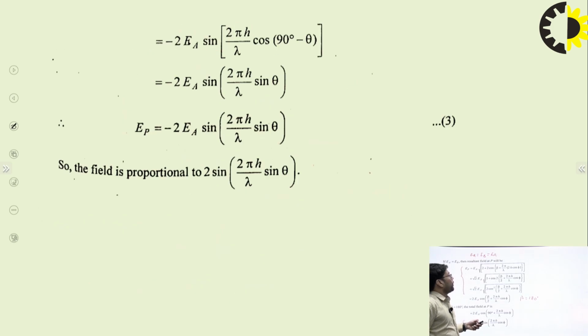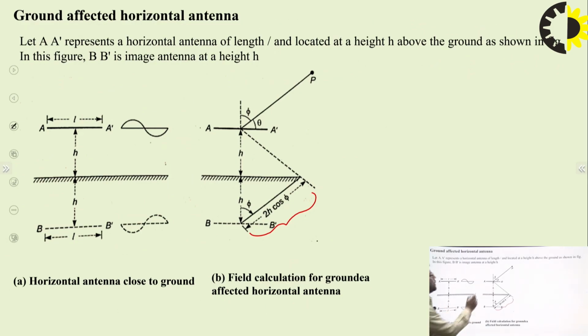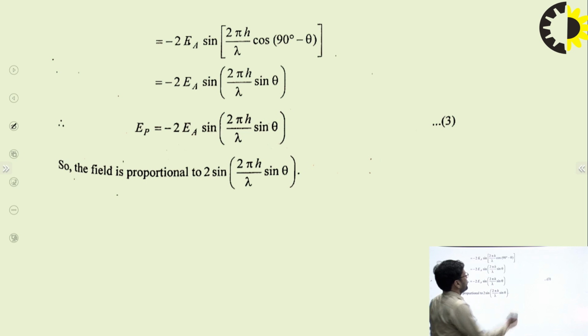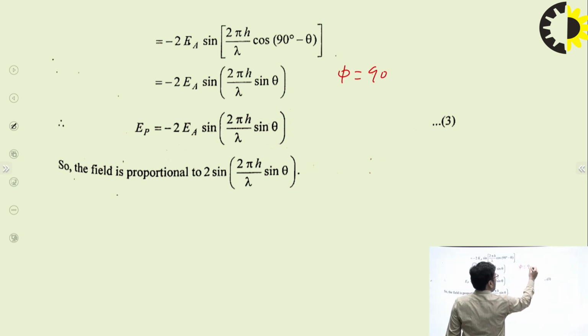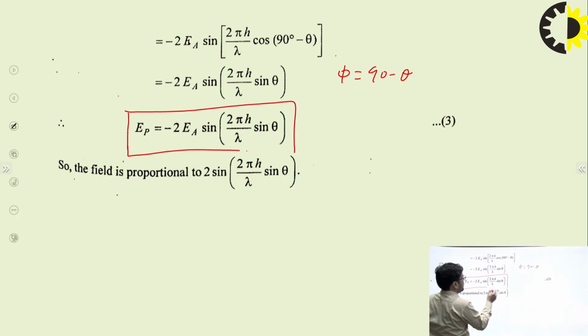So if you see in the picture, theta is equal to 90 minus phi, so phi is equal to 90 minus theta, which you have to put here. So cos of 90 minus theta is sin theta. Then finally you will get the resultant electric field due to the horizontally placed antenna above the ground plane, given by EP is equal to minus 2 EA sin of 2 pi h by lambda sin theta.